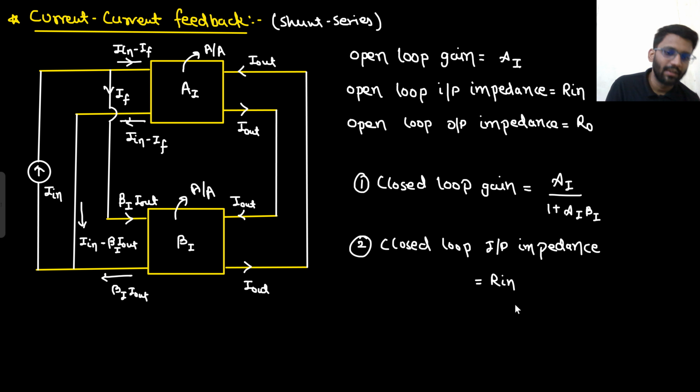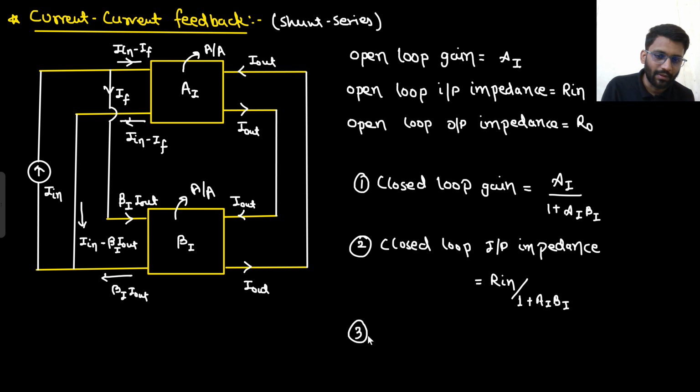So tell me, what do you need? Your input is current. You want your Rin to be high or low? You want your Rin to be low so that more and more current goes into Rin. So that would be Rin upon 1 plus AI beta I.